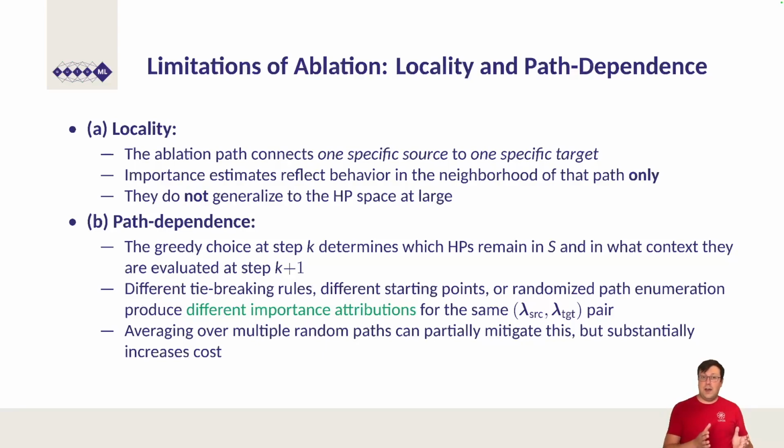Second, it's path dependent. So the greedy choice at step k determines which hyperparameters remain and the context in which they are subsequently evaluated. Different tie breaking, different starting points, or randomized path enumeration can therefore yield different attributions for the identical source target pair. Averaging over randomized paths mitigates the variance, but reintroduces the evaluation cost that model-based ablation was designed to eliminate.